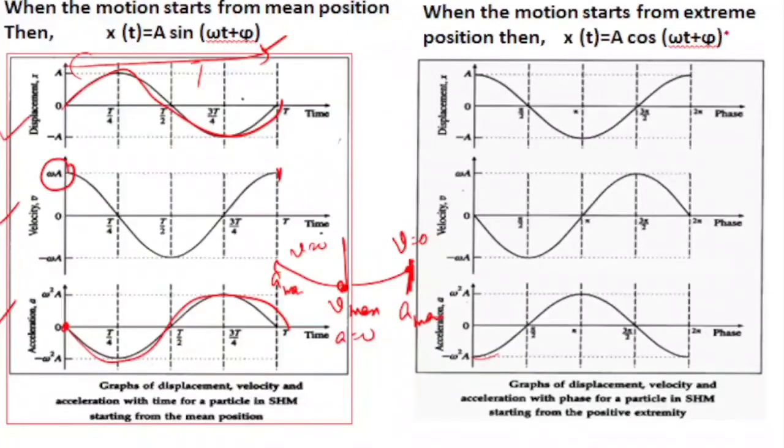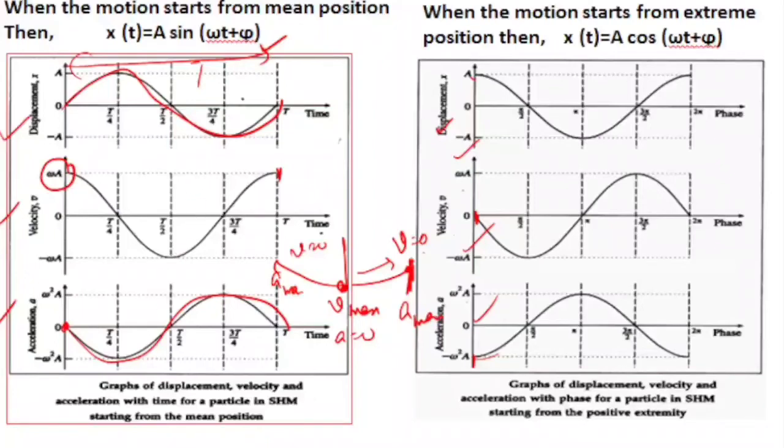So when the motion starts from extreme position, in that case displacement is also maximum in the displacement time graph. Velocity is 0 at the extreme position. So v is 0 at the extreme position and acceleration is maximum. Why negative side? When the body moves in this direction, acceleration is in the opposite direction, minus a omega square, right? So these are graphs when the motion starts from extreme position, and this one is when motion starts from mean position. Hope it's clear to all of you.